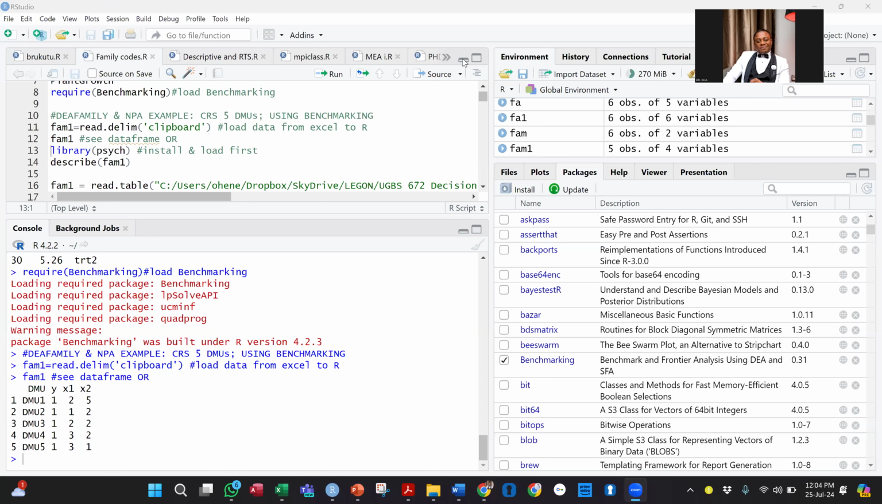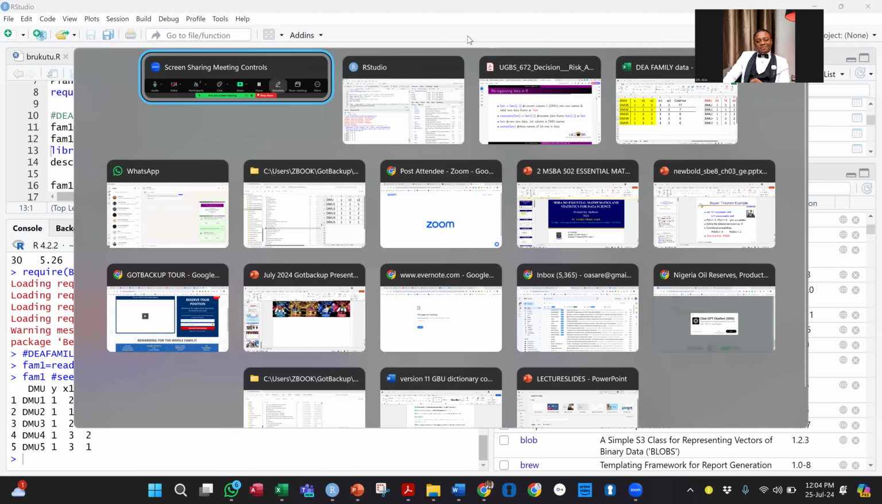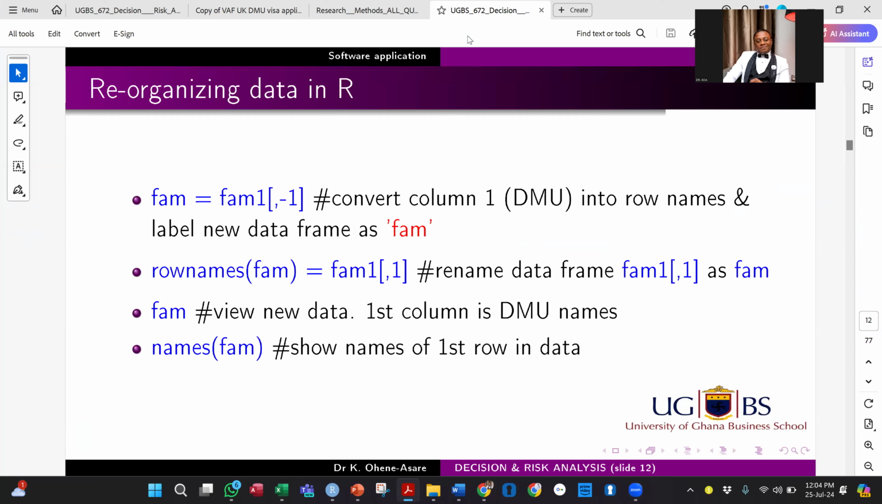All right, so now that you can see the results, the next thing is to follow this information here. We are just going to copy and paste, like I said already. What this does is convert the column DMU names into row names, and label the data set as farm. So you copy this command and paste it, which I have done already. I'm just going to show you.